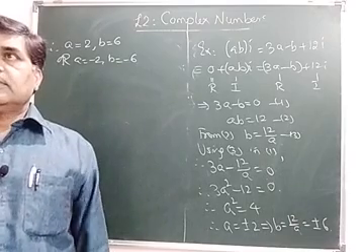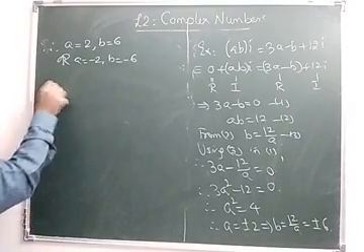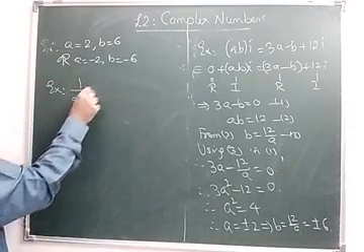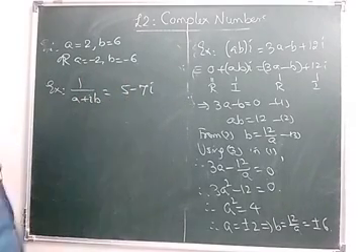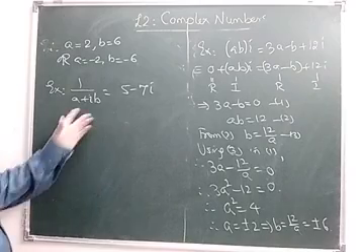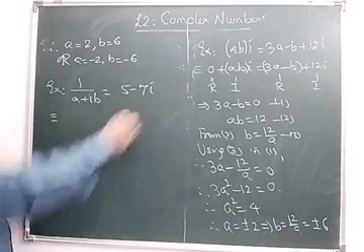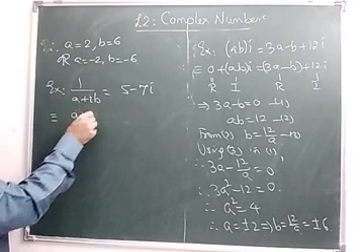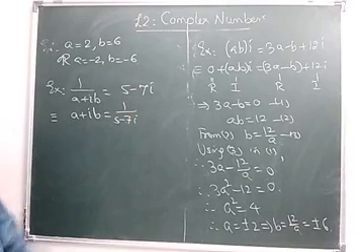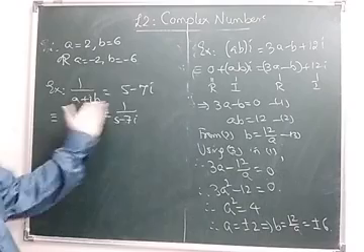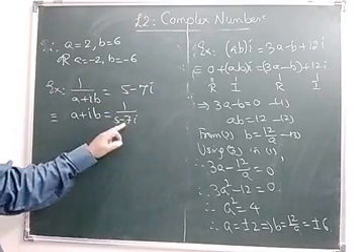Now, solve the equation 1 upon a plus ib. Next example, 1 upon a plus ib is equal to, if I take any number, 5 minus 7i, say. So this is equivalent to, taking reciprocal on both sides, we will get a plus ib is equal to 1 upon 5 minus 7i. Or taking a plus ib on that side, 5 minus 7i on this side, we will get this one.